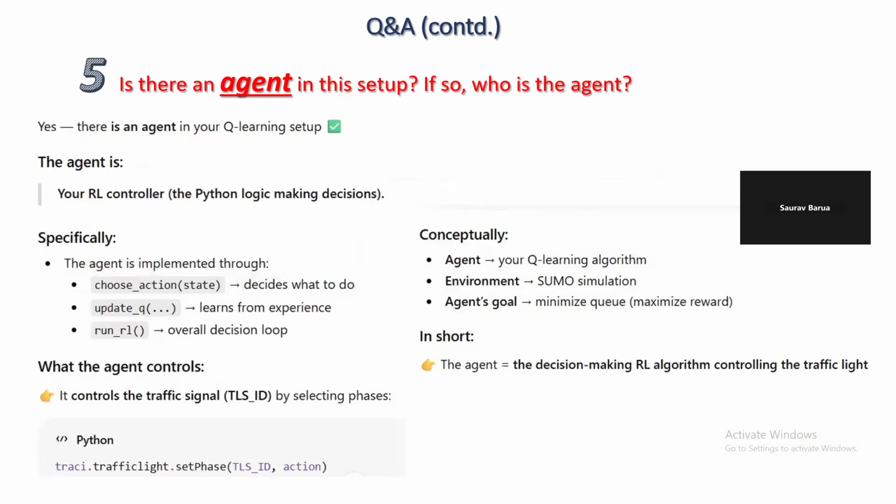Then comes the agent. Is there any agent here? Obviously, we have an agent. Our reinforcement learning based controller, the Python logic making decisions, is the agent. Here we have only one agent. This agent will choose the action, update the Q value, and run over the loop, and it controls the traffic signal. Our Q-learning algorithm is the agent. Environment is SUMO, and the agent's goal is to minimize queue, that is, maximize the reward.